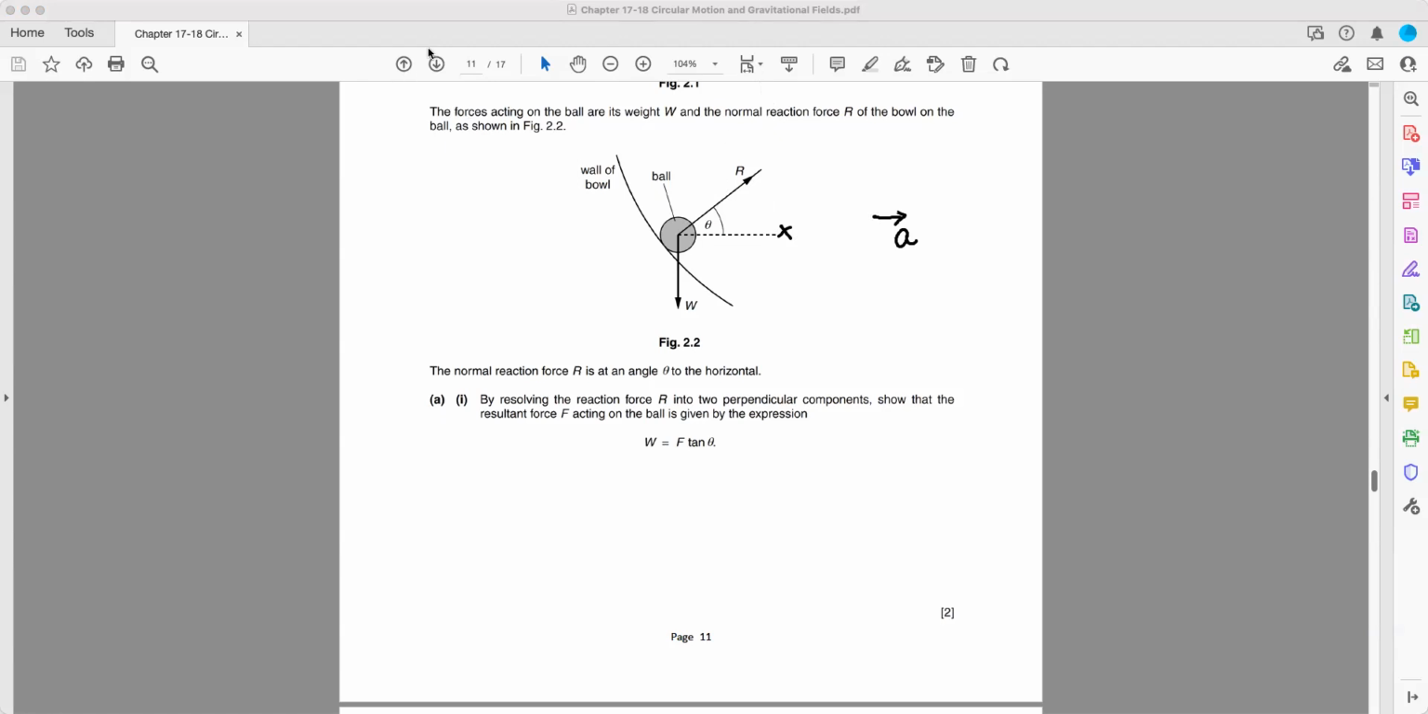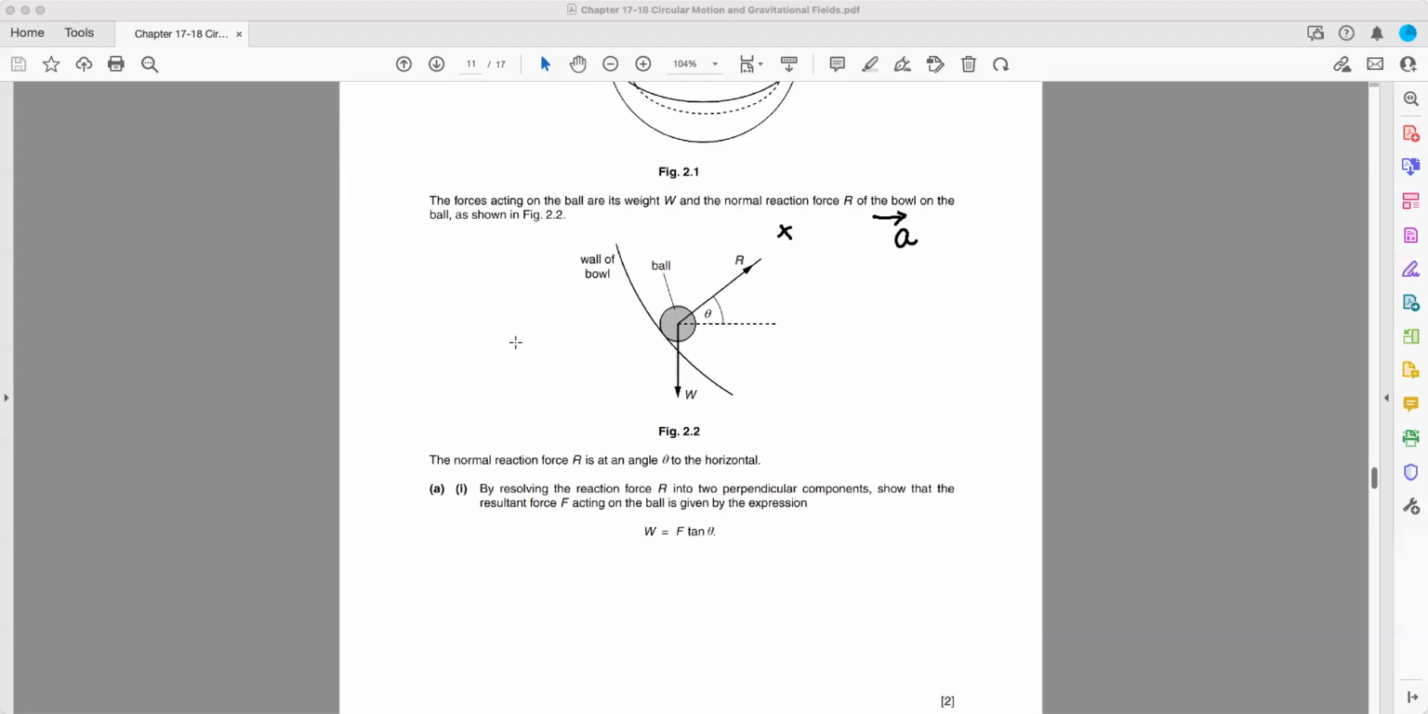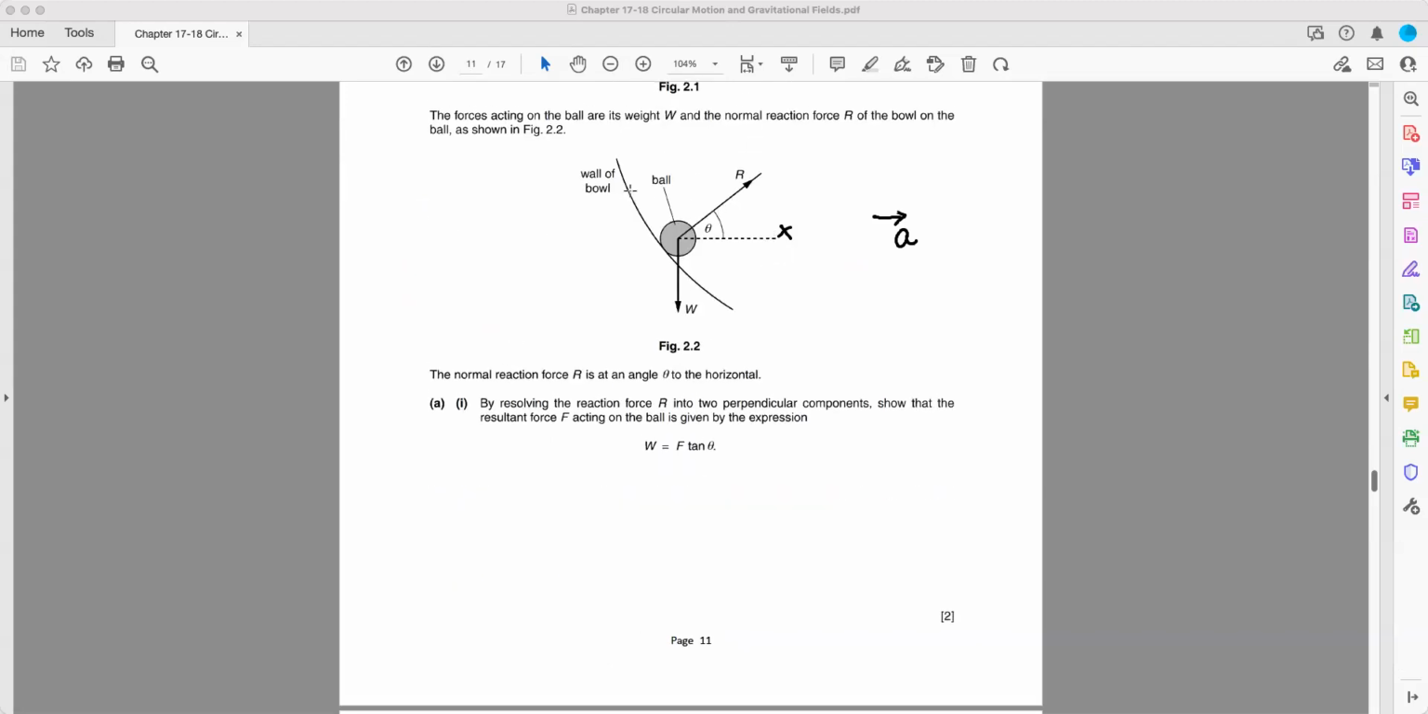No. So take a look at the graph here. It's a horizontal circle. Yeah, I know it's quite weird, but it's a horizontal circle. The circle is along this plane. Have you seen the game in the arcade where you spin the ball?